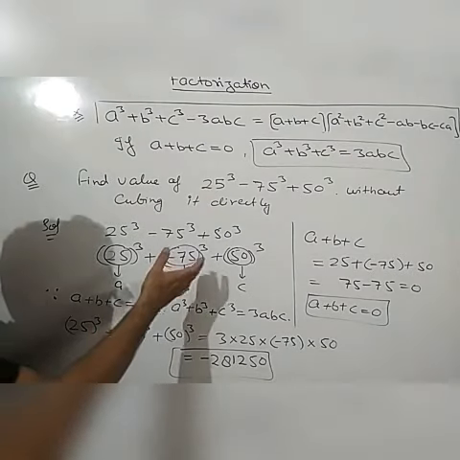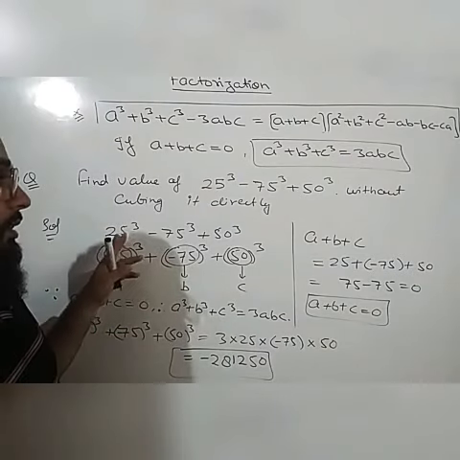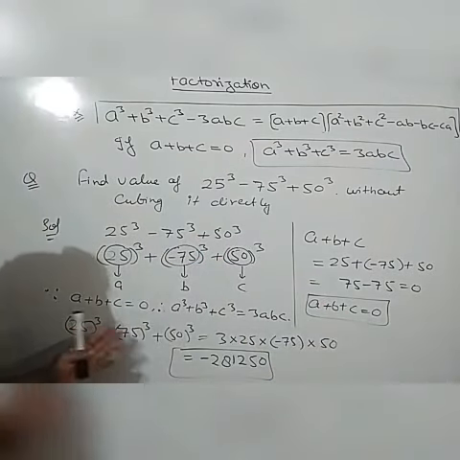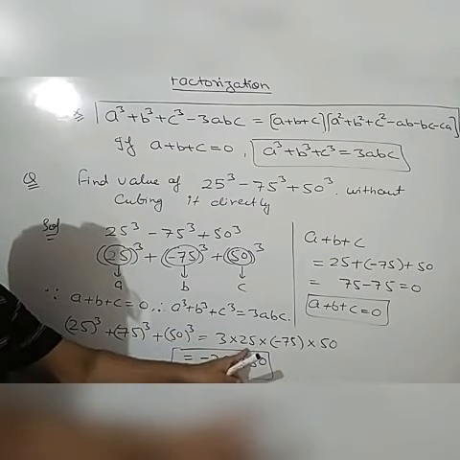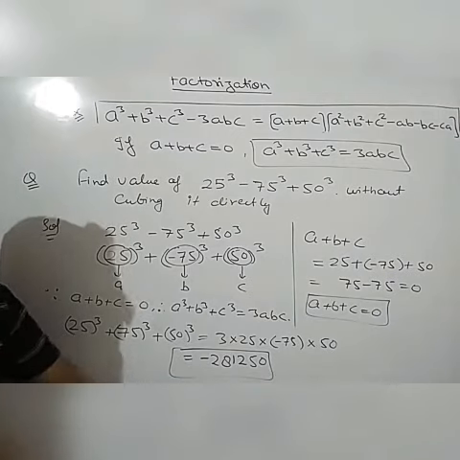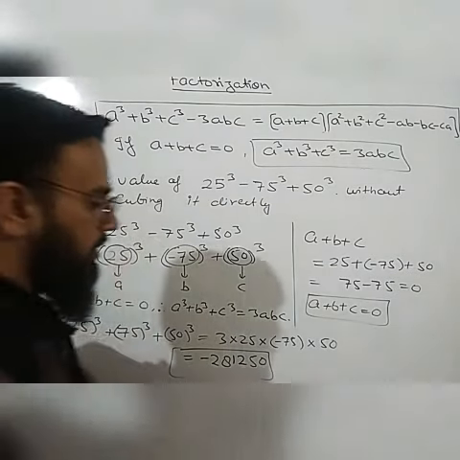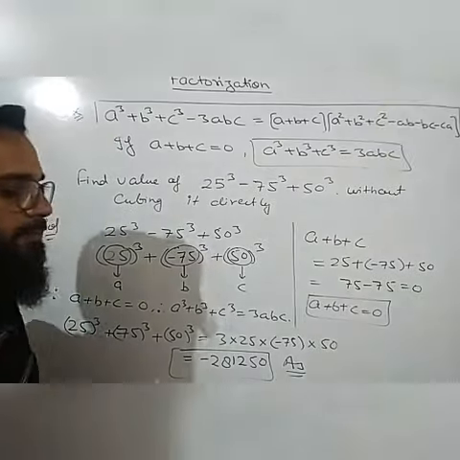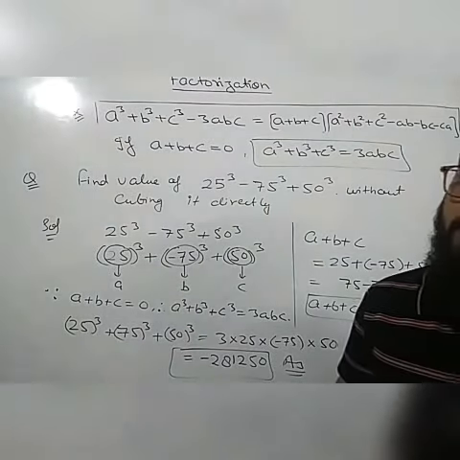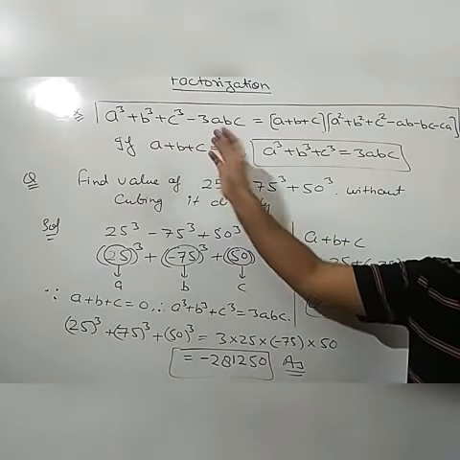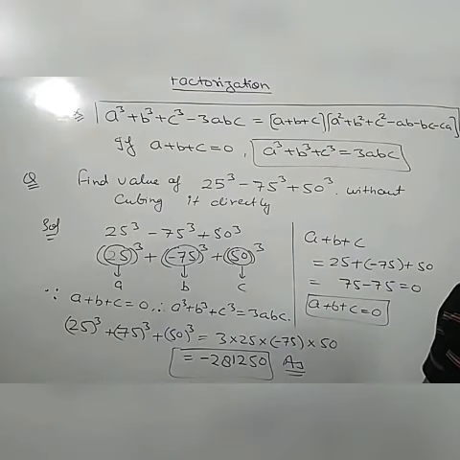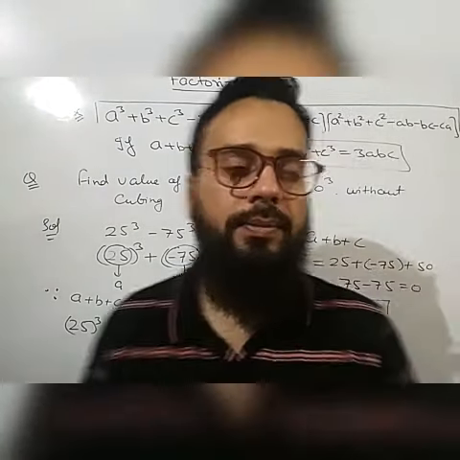Okay, so the calculation is so simple. If the sum of these three terms is 0, if a plus b plus c is 0, then we can put it directly equal to 3abc. So 3 into 25, that is a, into minus 75, that is b, into 50, that is c. It will be the answer, minus 281250. Clear? So whenever you are given three terms with cube, you have to check whether their sum is 0 or not. If the sum of the three terms is 0, then the identity will convert into this form, a cube plus b cube plus c cube is equal to 3abc, and in that way we can get our answer.